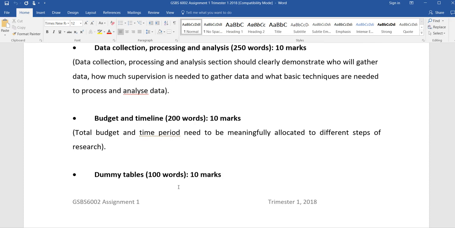Then budget and timeline. This is also an important part. So you should provide a hypothetical budget and also a hypothetical timeline. Although it's hypothetical, you should be reasonable, and each budget and timeline should be segregated into different stages of research. For example, questionnaire design, data collection, data analysis, report writing: how much cost you are expecting for each of these stages, and how much time you will allocate for each of these stages. This is how budget and timeline should be presented in tabular form.